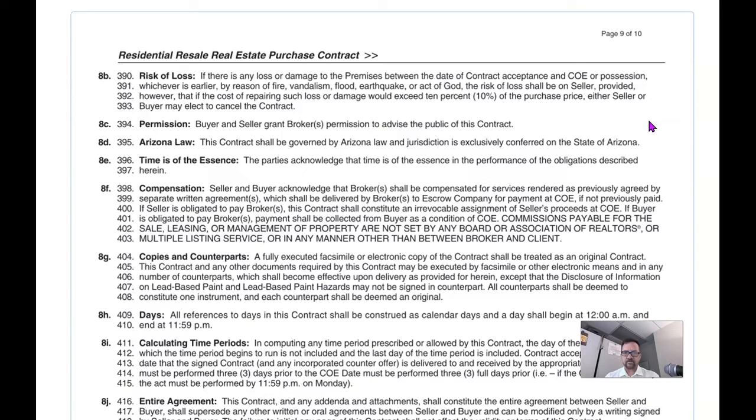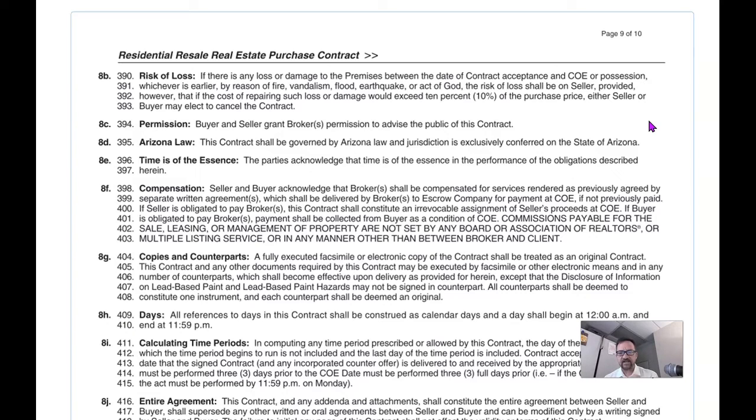So the seller has gotten into agreement through the listing agreement that the seller is going to compensate the listing agent, and in most cases, the buyer's agent, a certain percentage of the sales price, or it can be a flat fee. It can be a fixed amount. Regardless, this paragraph in here is both the buyer and the seller agreeing that the agents and the brokers will be paid out of close of escrow.